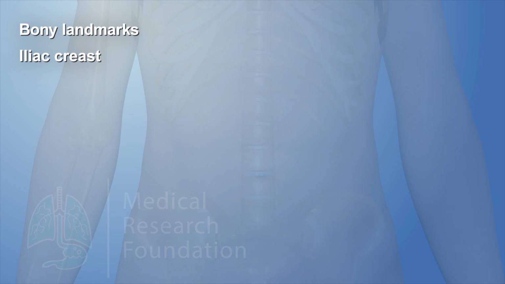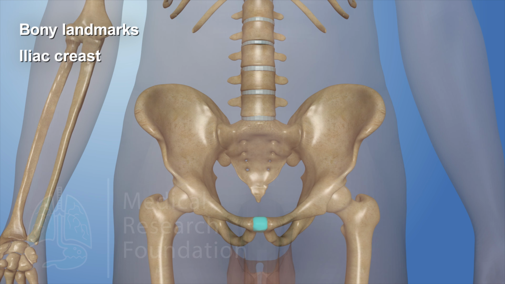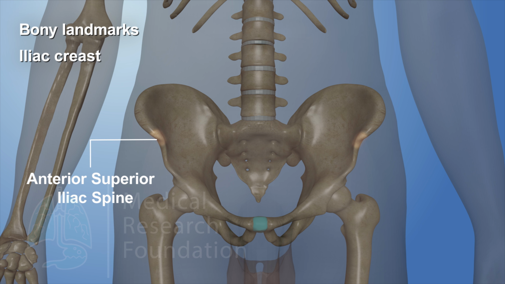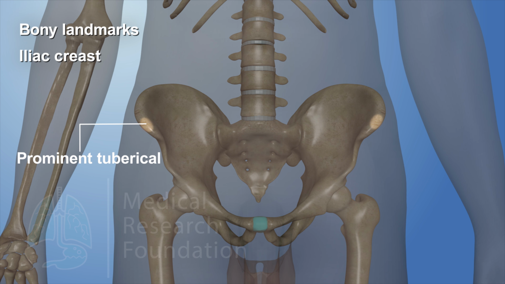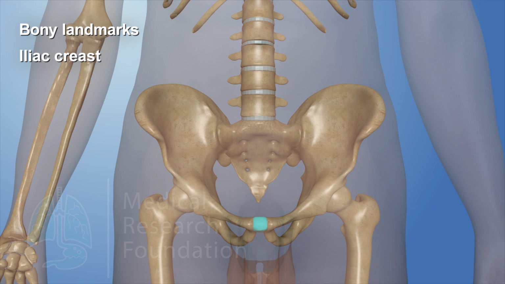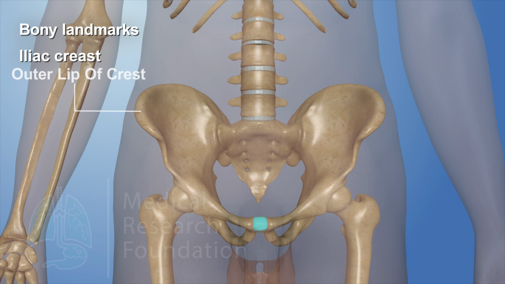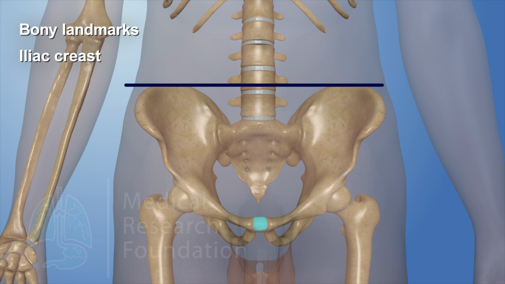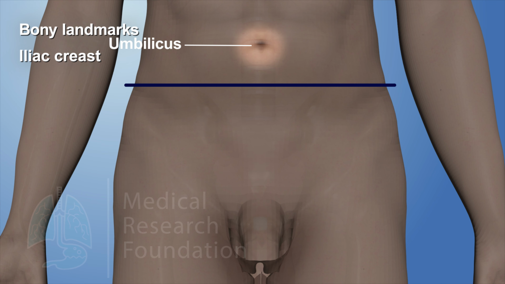Iliac crest. It forms the lower limit of the anterior abdominal wall at the side and can be traced forward to the anterior superior iliac spine. About 5 cm behind the anterior superior iliac spine, a prominent tubercle of iliac crest can be felt on the outer lip of the crest. The highest points of iliac crests lie at the level of L4 vertebra, just below the level of the umbilicus.